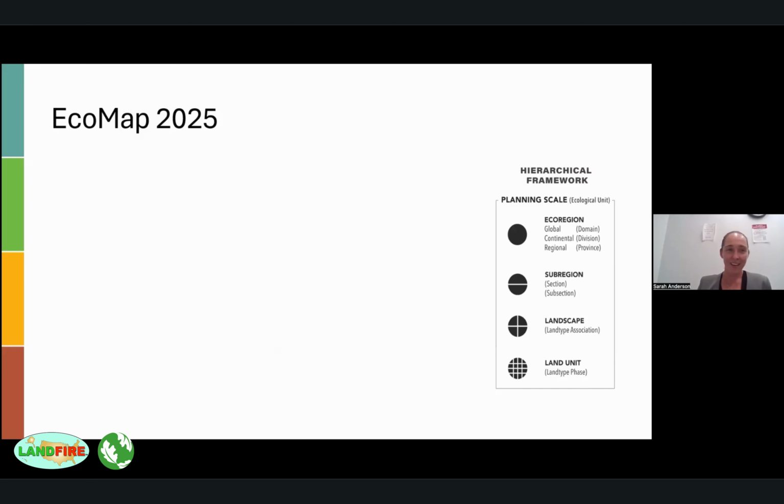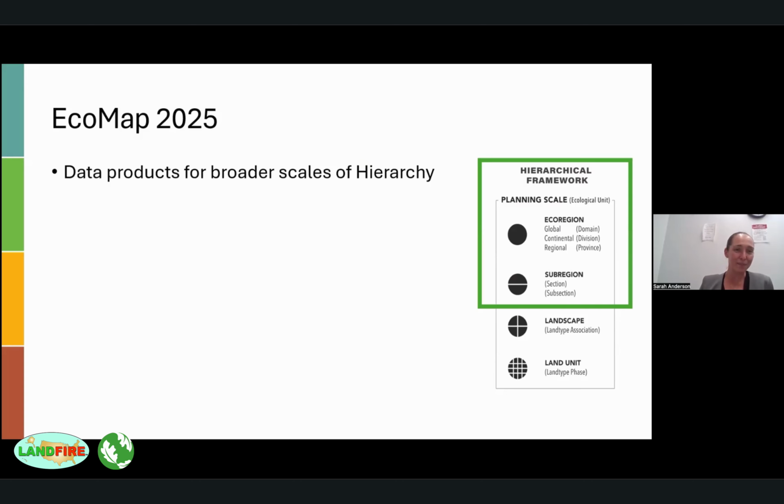And so today, I'm sharing with you the latest version of the EcoMap products. All of these are those broader scales of the hierarchy. Getting a little bit ahead of myself here. And all of these broader scale products are wall-to-wall CONUS wide. We map them off Forest Service lands. We're trying to identify those continuous concepts and not be so hampered by administrative boundaries.